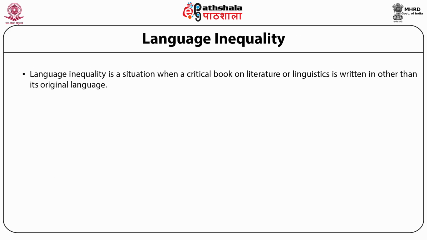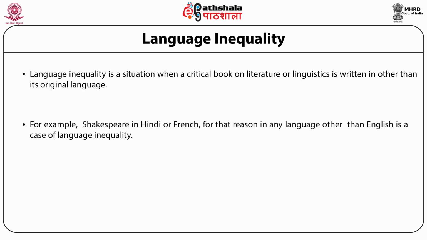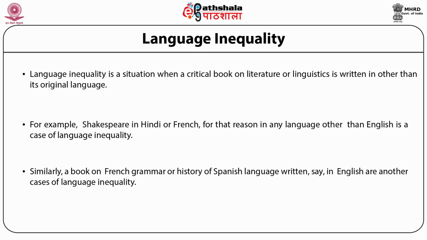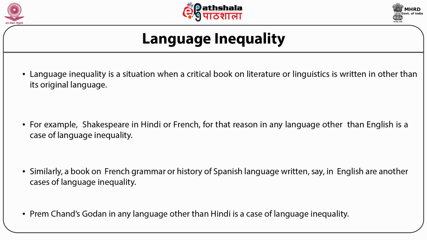Language inequality is a situation when a critical book on literature or linguistics is written in a language other than the original language. For example, Shakespeare in Hindi or French, or for that reason in any language other than English, is a case of language inequality. Similarly, a book on French grammar or history of the Spanish language written, say, in English is another case of language inequality. Premchand's Godan in any language other than Hindi is a case of language inequality.